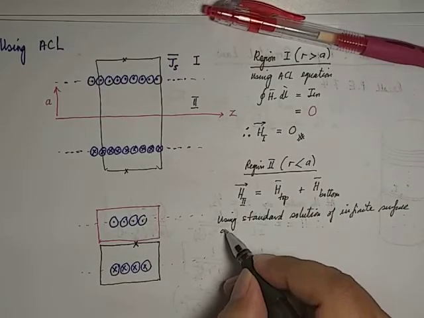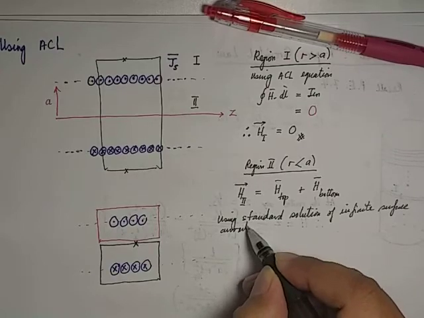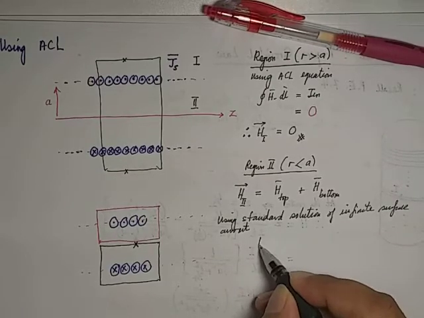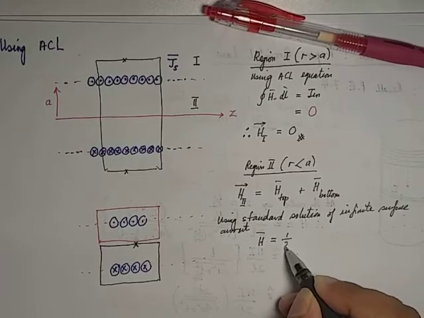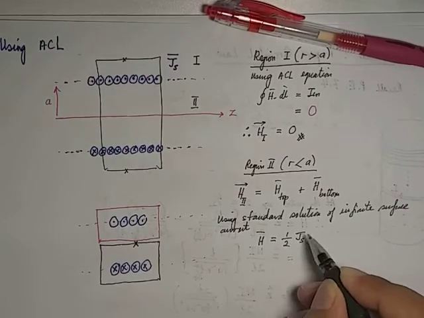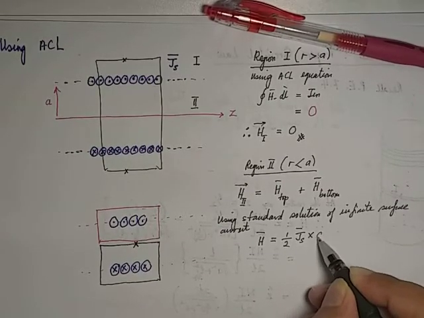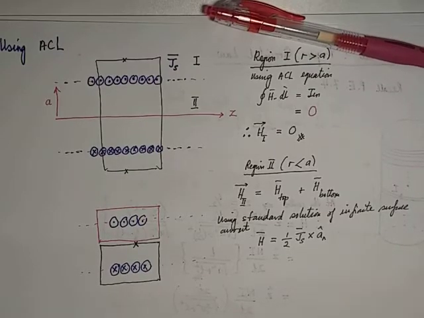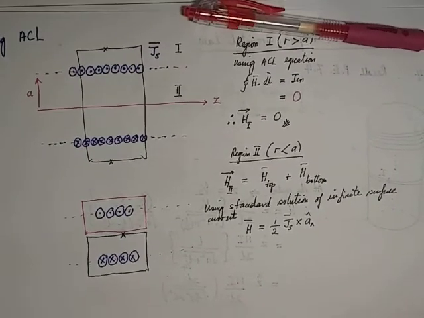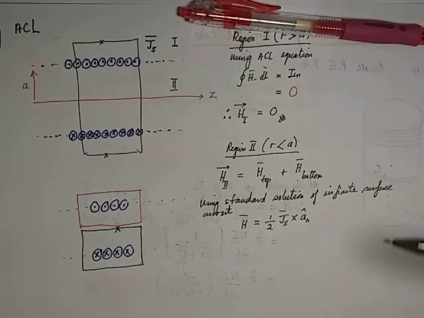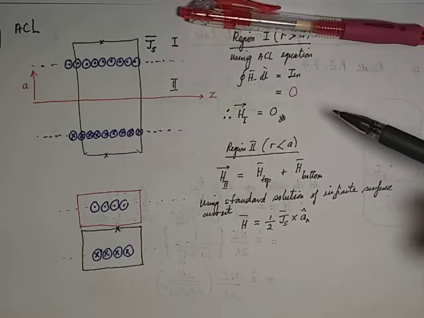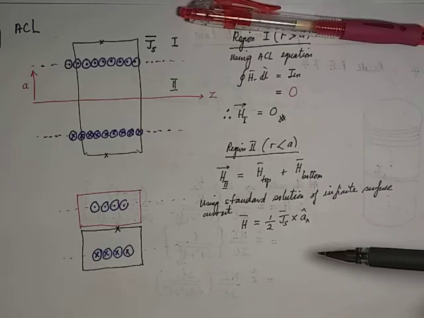Okay, so have you seen that equation? Yes, where H here is equal to half Js cross An. Remember that equation that we discussed before? So that should be my method here, rather than repeating the above method individually and then sum them together. I'm going to use the standard solutions.